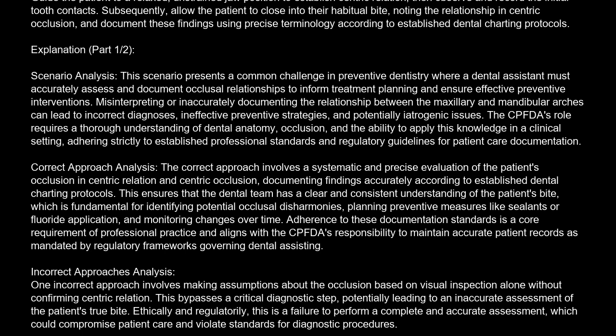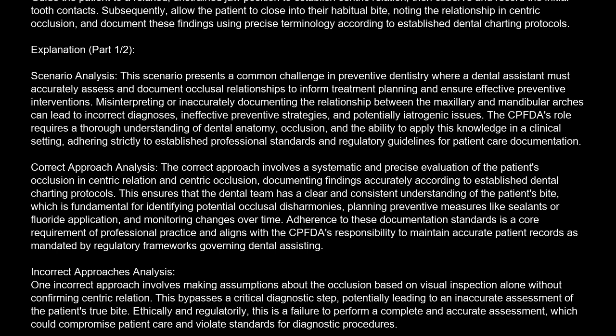Guide the patient to a relaxed, unstrained jaw position to establish centric relation, then observe and record the initial tooth contacts. Subsequently, allow the patient to close into their habitual bite, noting the relationship in centric occlusion, and document these findings using precise terminology according to established dental charting protocols. Explanation. Scenario analysis. This scenario presents a common challenge in preventive dentistry where a dental assistant must accurately assess and document occlusal relationships to inform treatment planning and ensure effective preventive interventions.